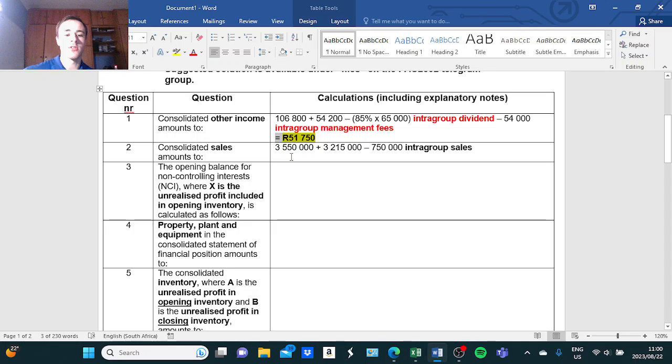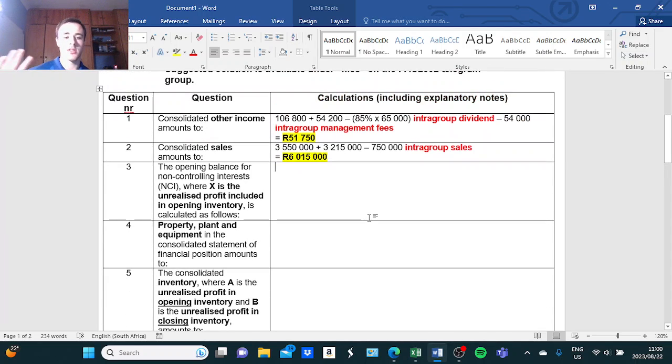So your consolidated sales will amount to the following: 3.55 plus 3.215 million, and then we just subtract intergroup sales for the current year. So consolidated sales amount to 6,015,000. Right, that is the amount that will be disclosed as sales in the consolidated statement of profit or loss and other comprehensive income, or the amount for revenue that you will disclose in that particular financial statement.